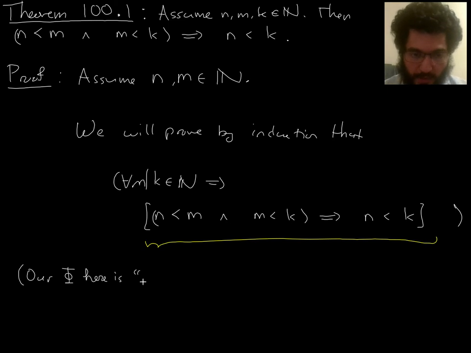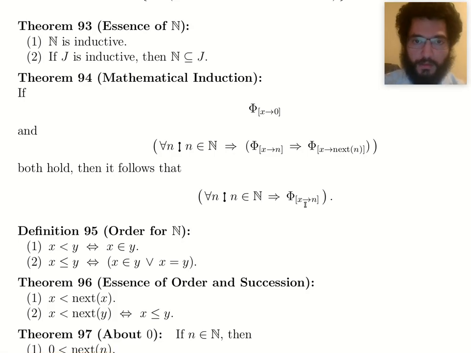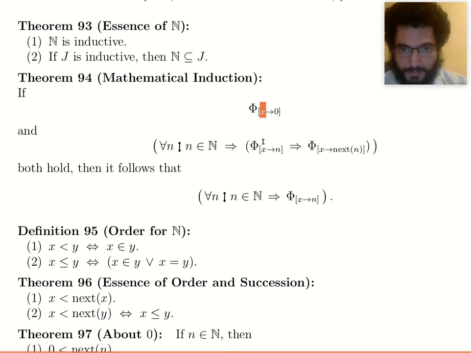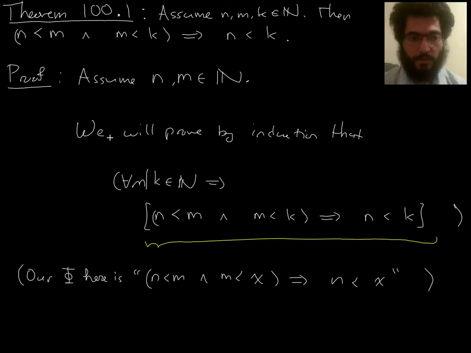So I'm just adding a comment here. Our phi here is n less than m, and m less than x implies n less than x. And I'm just bringing in this variable x for no reason other than that it is the variable that shows up getting replaced by various things in the statement of mathematical induction. Okay, so remember that throughout this proof, n and m have been fixed. They are arbitrary natural numbers fixed throughout the proof.